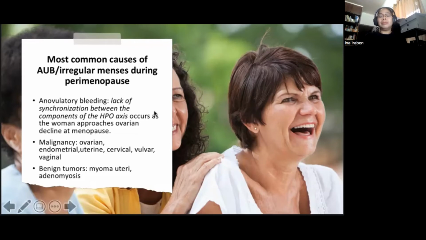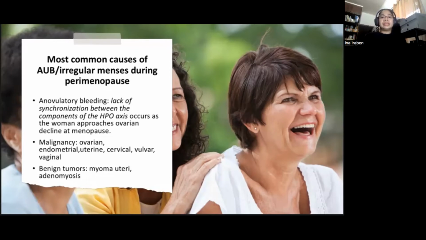However, in the perimenopausal age, anovulatory bleeding is, of course, due to the lack of synchronization between the components of the HPO axis that occurs as the woman approaches ovarian decline during perimenopause or menopause.